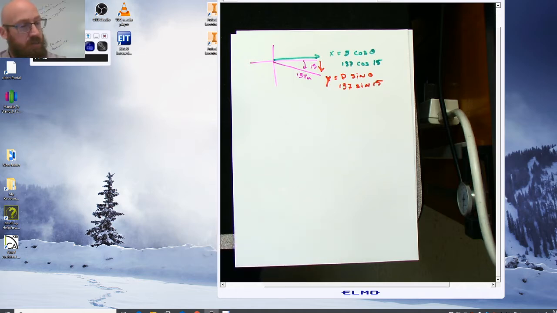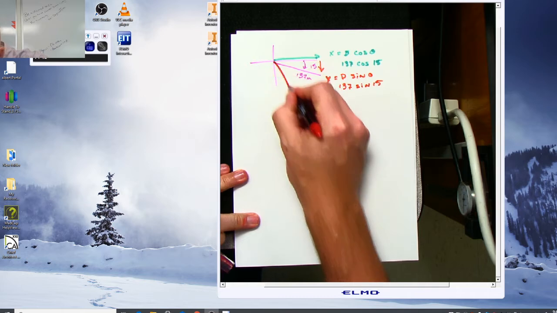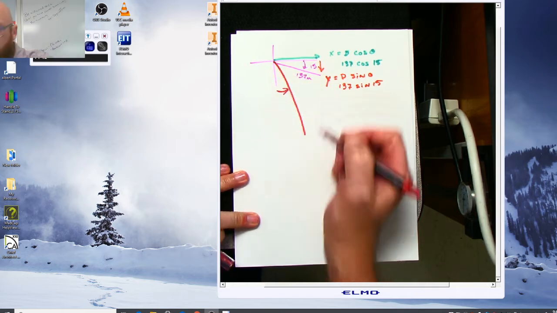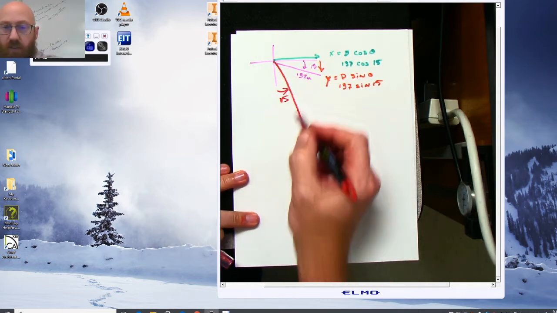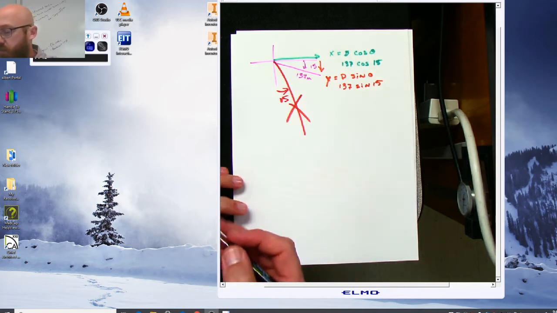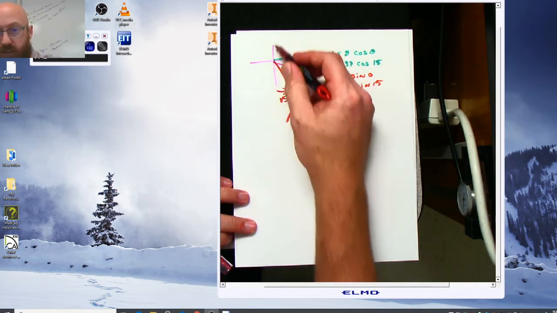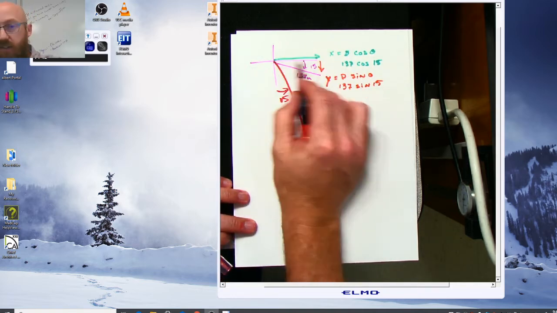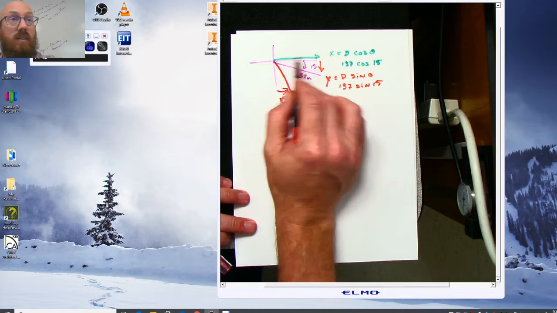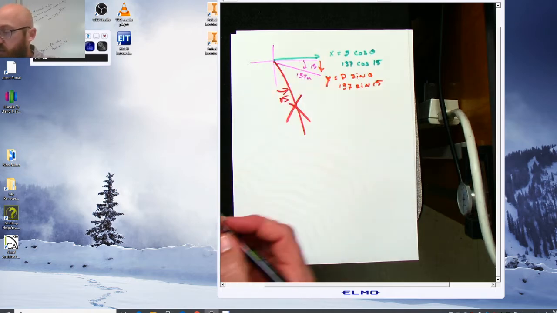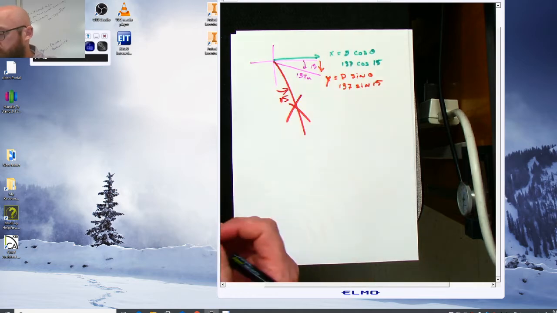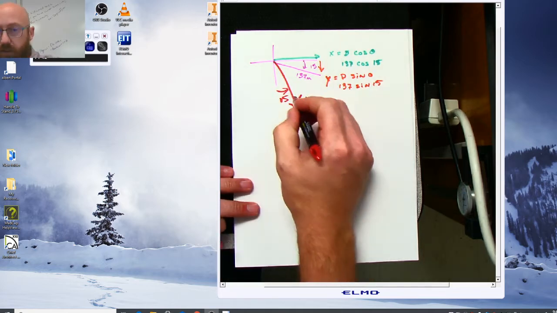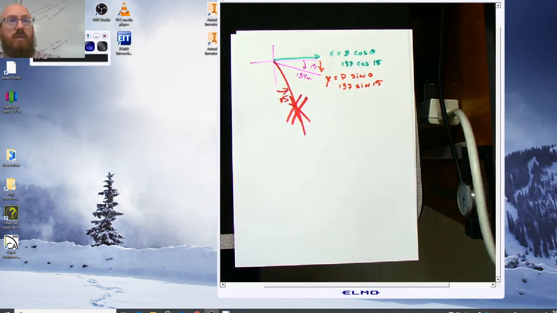The common mistake is people put it down here and said from 15 degrees. This is vertical, this is horizontal. So again, 15 degrees down, so that would be bad. All right, number two.